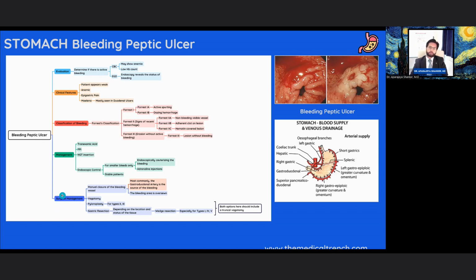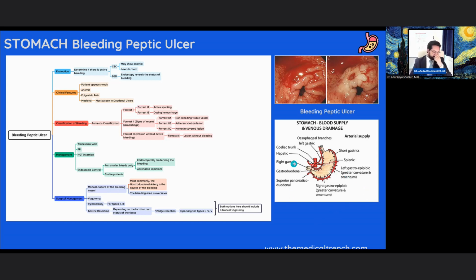Now, in surgical management, what is happening is that we attempt to do manual closure of the vessel itself. Now, the most common artery that bleeds, or the most common bleeder, is the gastroduodenal artery, because of its very important position here. It is right over the pylorus and the antrum. That is the area of the highest amount of acid secretion. Ulcers occur there, and those ulcers are more likely to bleed than others, right?